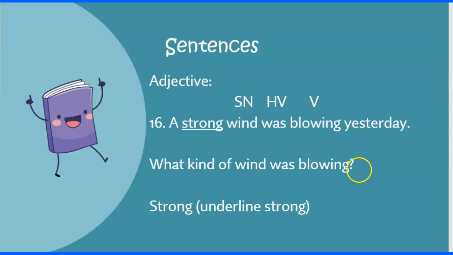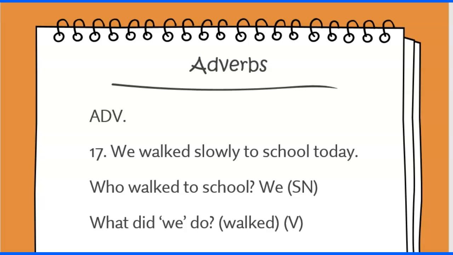But now we can ask the adjective question. What kind of wind was blowing? It was a strong wind, so put an underline mark under strong. And that's what we'll be doing in all of these sentences. We'll be labeling them, and then we'll be underlining what they want us to underline. So let's move to the next one, which is adverbs.